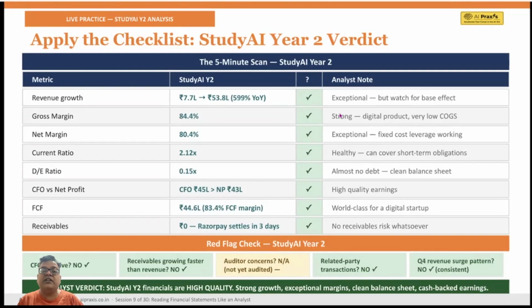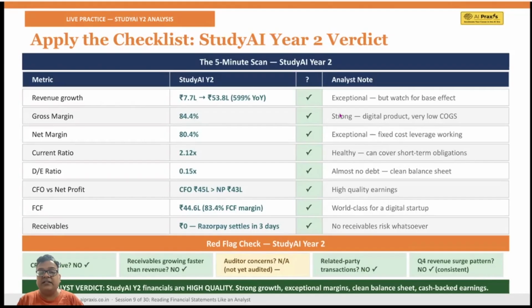Let's try to check the red flags. Okay. CFO, is it negative? No. Receivables growing faster than revenue? No. Auditors' concerns? Not applicable yet. Related party transactions? No. Quarter 4 revenue surge? No. Consistent. So no major warning signals.